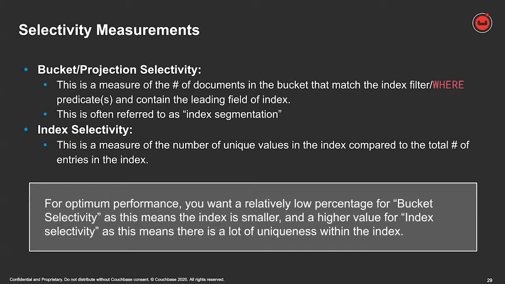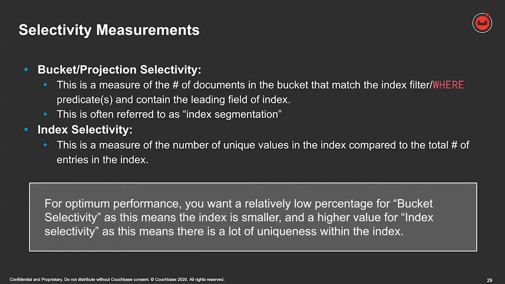And when it comes to index and query tuning, there's two particular selectivity measurements that we want to look at. Number one is going to be the bucket or projection selectivity. This is the number of documents that are in the bucket that qualify for the index, that satisfy the index filter. This is often referred to as index segmentation. If I have 100 million items in my bucket, I don't want to have 100 million items in my index. I want to create a more efficient index that's smaller and targeted to the question that I'm asking.